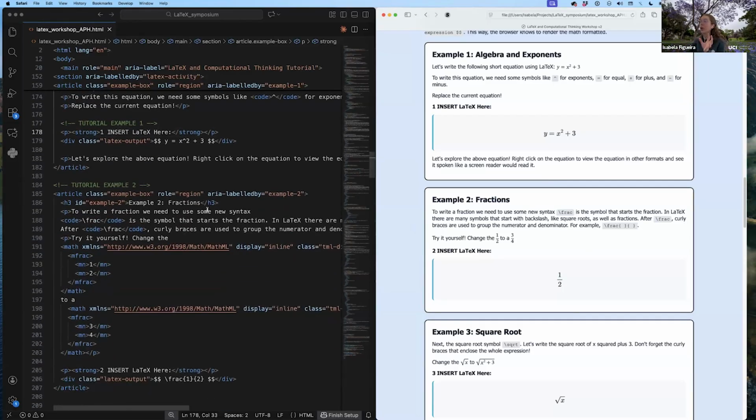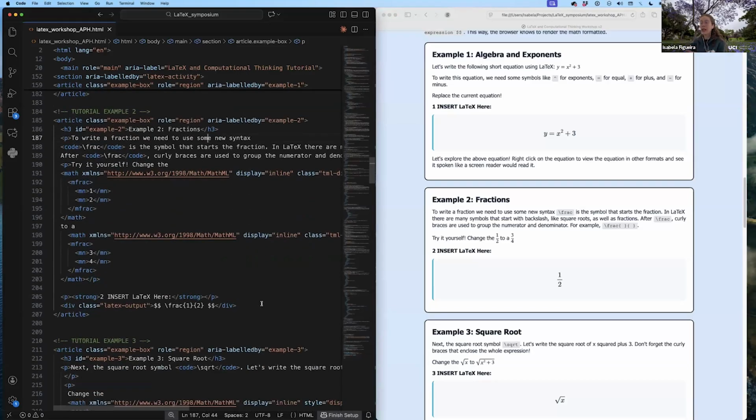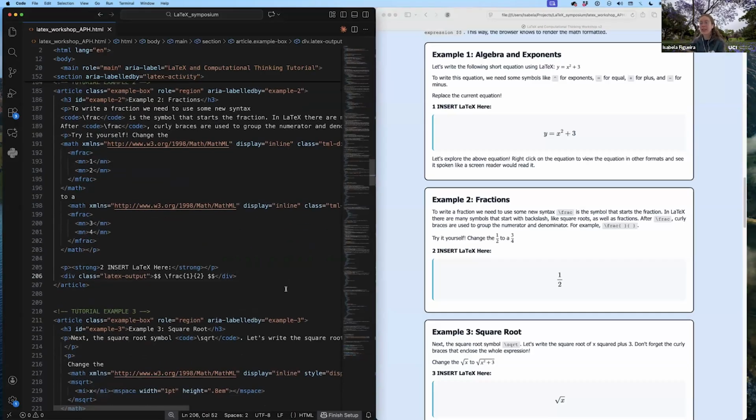So in the code editor, let's go to line 206. And here, let's change the current fraction that's displayed, which is 1 over 2. Let's change that into a 3 over 4. And again, that's at line 206. Currently, we see on the screen \frac, left brace 1, right brace, left brace 2, right brace. Change that into a 3 over 4 fraction. I'll give you some time to try it yourself.